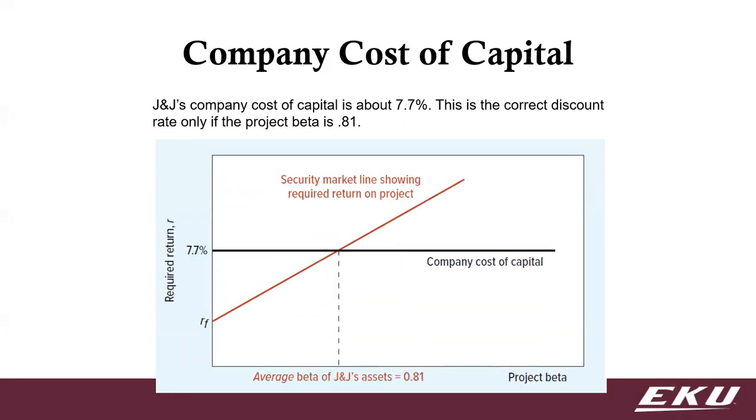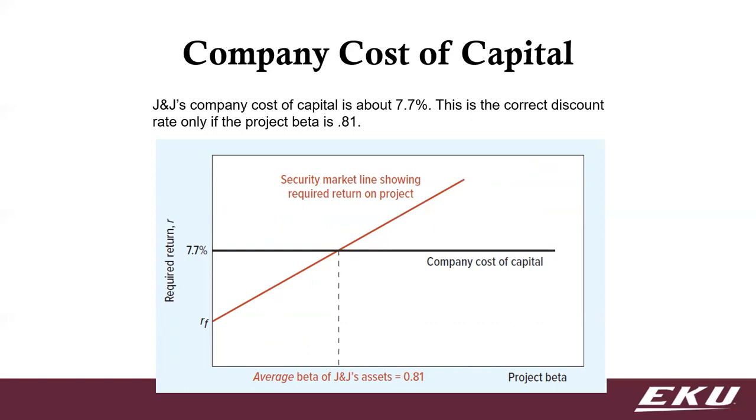Okay, and so here's an example using a company. Their cost of capital is 7.7%. But the beta of J&J is 0.81, right? So it's safer than the market. The market has a beta of 1, right?